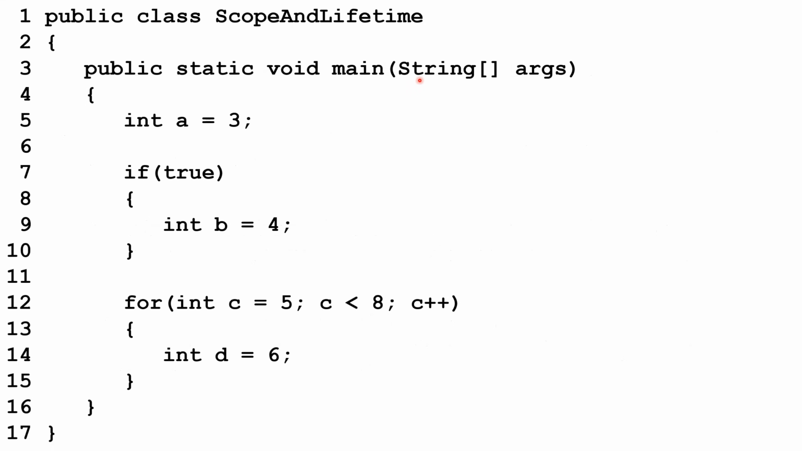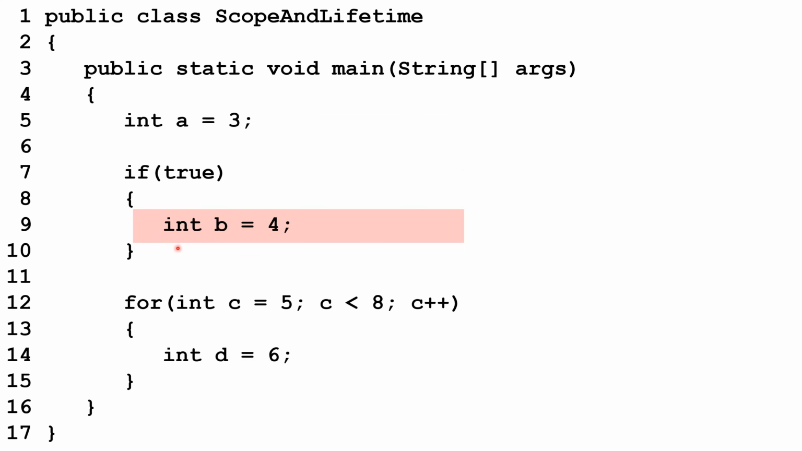Let's take a look at this class. We have our main method here, and we have four variables, a, b, c, and d. A, b, c, and d are all local variables because they are local to this method. Int a is declared here at the top of the method, and its scope is anywhere inside this method, and its lifetime is from where it is declared until the end of the method.